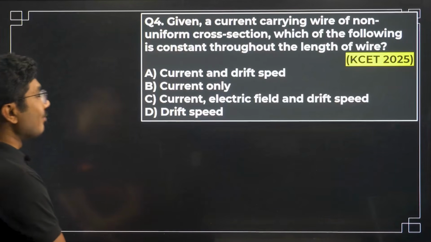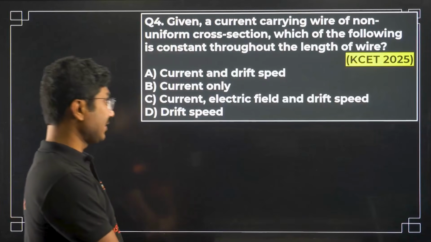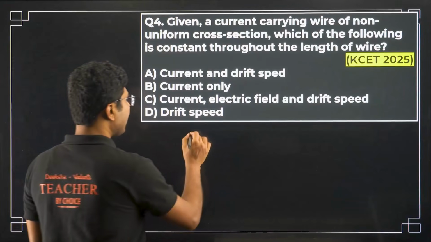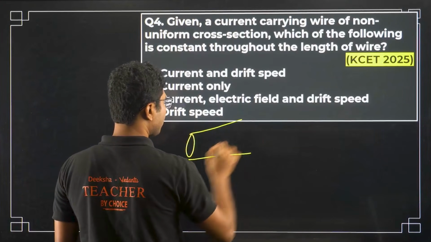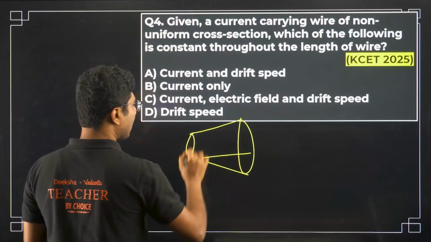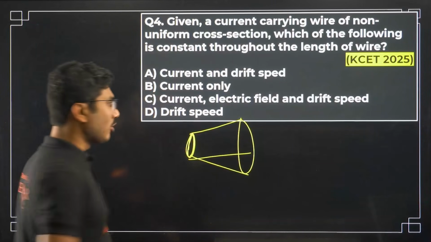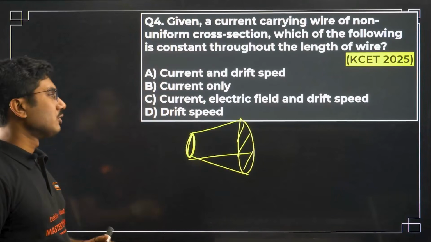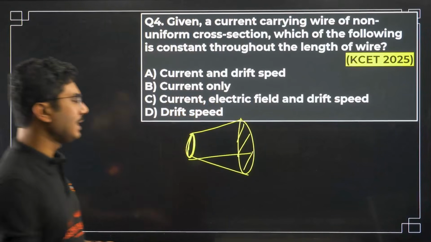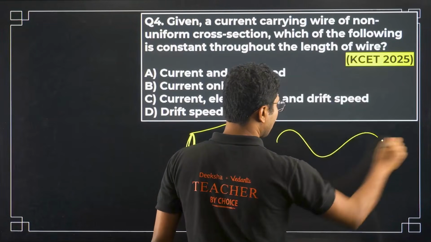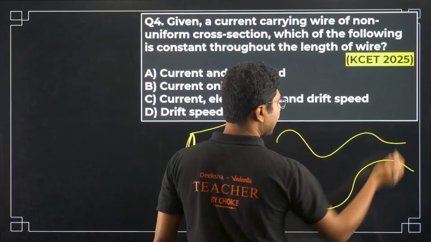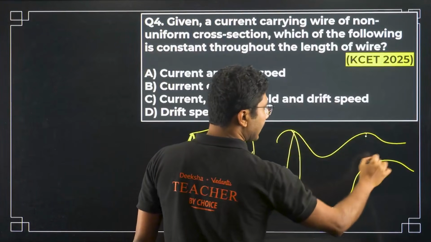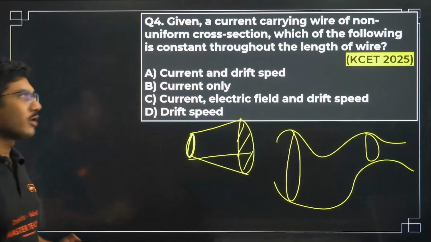Given a current carrying wire of non-uniform cross section, which of the following is constant through the length of the wire? So we have a non-uniform cross section. Non-uniform cross section means one end of the wire is a little bit smaller and the other end is slightly bigger. It can be reversed also. So non-uniform means it is not uniform; here the area is more, here the area is small. These are all called non-uniform cross sections.